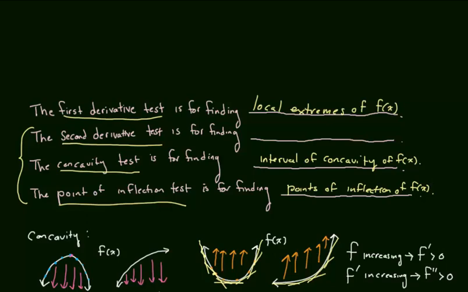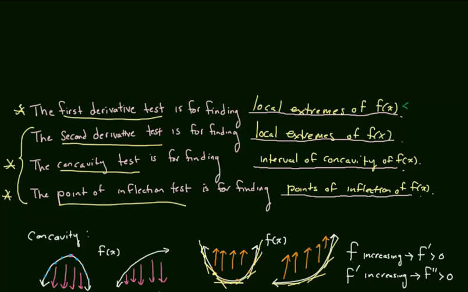Now we get to this pesky second derivative test, and we wonder what that's used for finding. Again, the first derivative test was for finding local extremes of f of x. The concavity test for finding concavity, point of inflection test for finding point of inflection. The second derivative test, though, what does it test for? Well, the big reveal. It's for finding local extremes of f of x. What the heck?